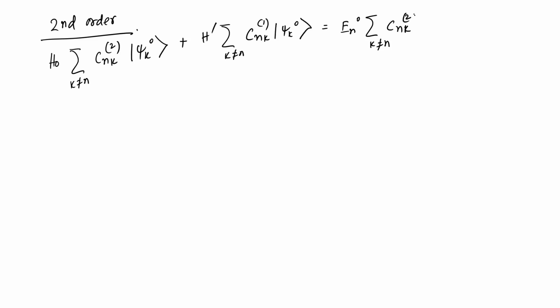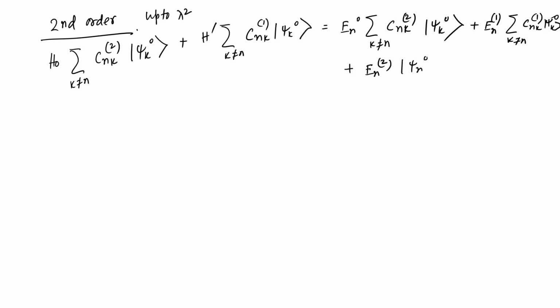We are taking terms up to lambda square, so only matching terms on left and right up to lambda square. So, this E n 0, and then you have E n 1, then k not equal to n. E n 1 is of course known, C n k 1 psi k 0 is known as well, and E n 2 psi n 0. Okay. So, we want to find E n 2 and C n k 2.